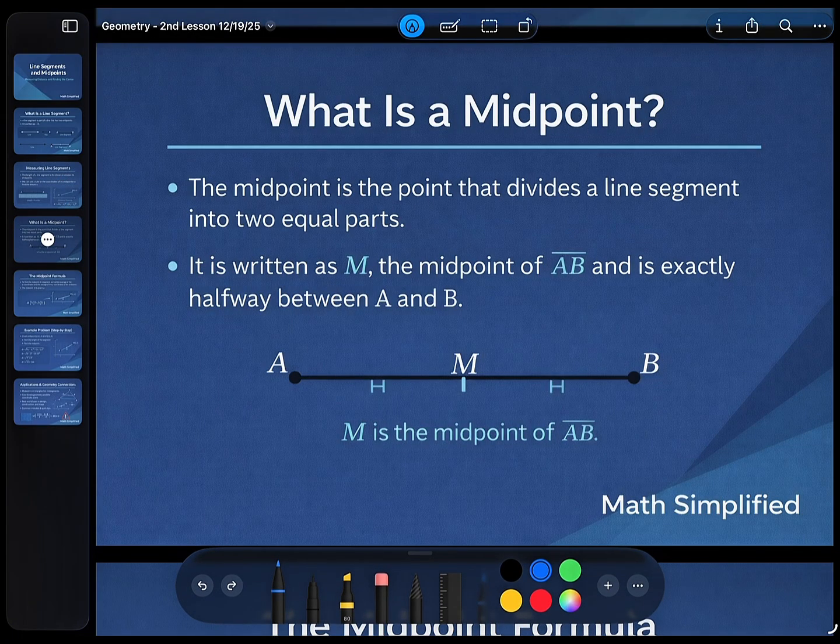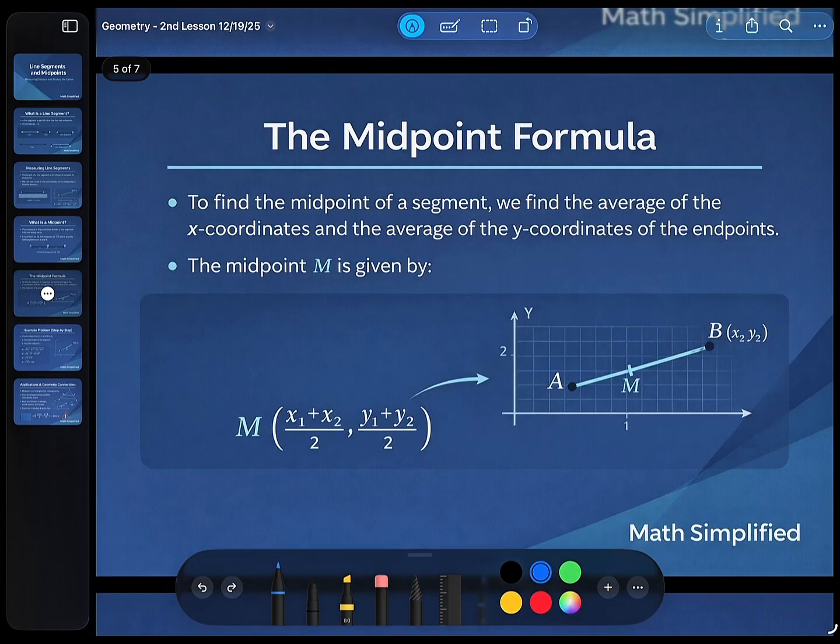So what is a midpoint? The midpoint is the point that divides a line segment into two equal parts. So here we have a line segment which goes from A through B. So we can therefore write it this way. And since it has two endpoints, that means that it has exactly a point which divides it into two equal parts, and that point is M. So we could therefore say that M is the midpoint of AB.